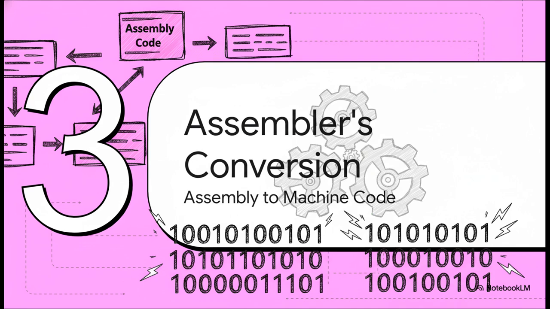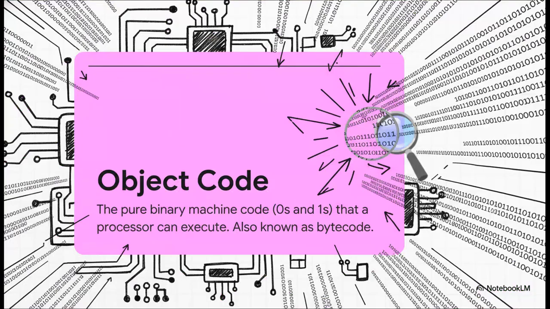This tool has one job, and one job only, but it is absolutely critical. It takes that assembly code we just made and performs the final translation into the computer's true native tongue. And what it spits out is called object code. This is it, folks, the real deal. We're talking pure binary, the actual zeros and ones that the computer's CPU was born to understand and execute. You might also hear this stuff called bytecode or machine code. It's all the same thing.